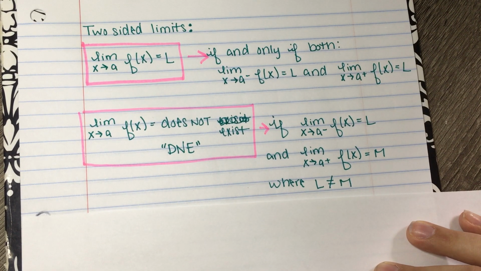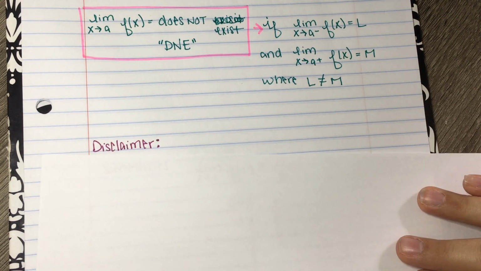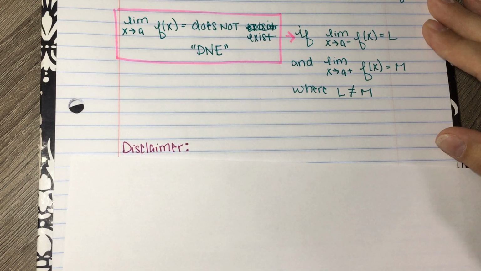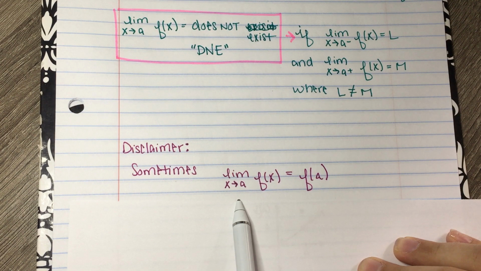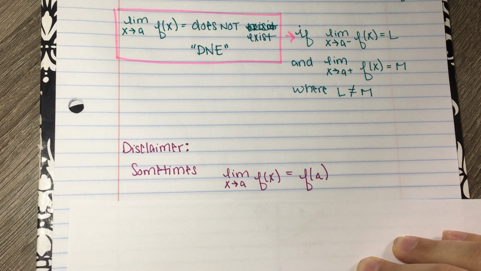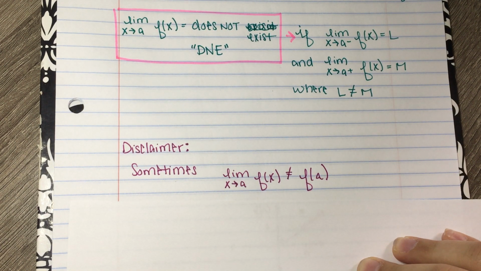I really didn't know where to fit this next part in our notes, so I just wrote disclaimer, kind of a warning here. You could have a two-sided limit that approaches a, and it exists, and it's a number, like 4 or 5. But then when you evaluate the function at that number, it is not the same answer. So sometimes these two are not equal.